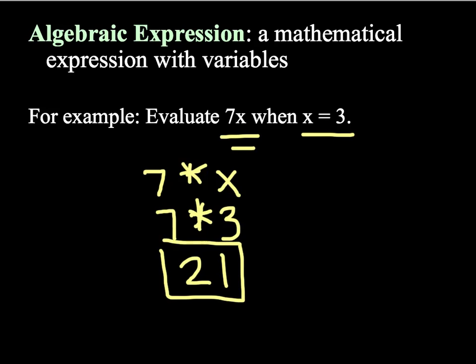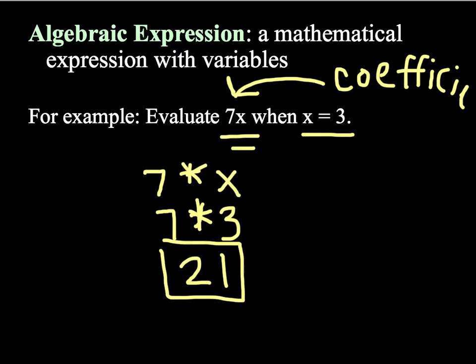Remember, when there's no operation between the number and the variable, we multiply. Also remember that the number before the variable, when we are multiplying, is called the coefficient. So here we have the algebraic expression 7x. Our coefficient in the expression 7x is 7, since 7 is multiplied with x. So again, this is our coefficient. Make sure to work vertically, so each step is below the previous step, and to box your final answer.